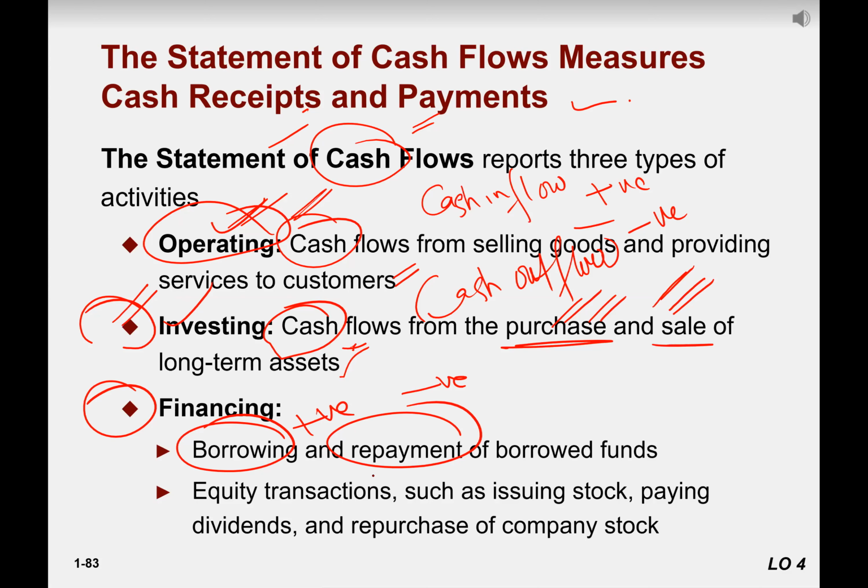Equity transactions, such as when you issue the stock. It means stock is issuing, it is a positive sign. Why? Because you issue the stock, you receive the money. Paying dividend is a negative sign because money is going out from the business. Repurchase of the company stock, you are paying the money and purchasing the stock of your own company. So it's cash outflow. Right, guys? Any question?